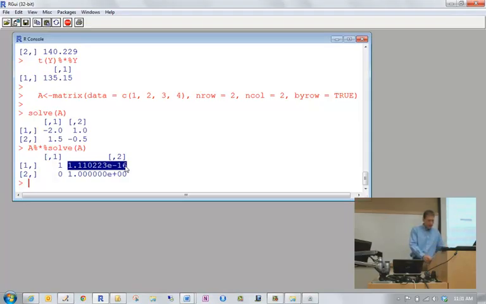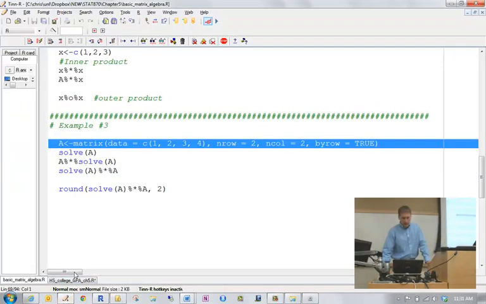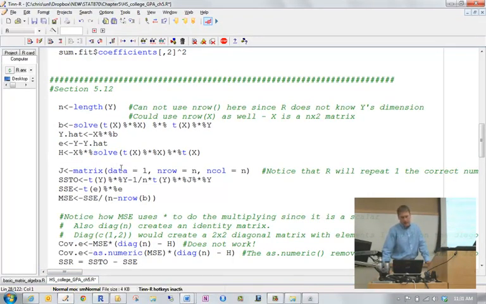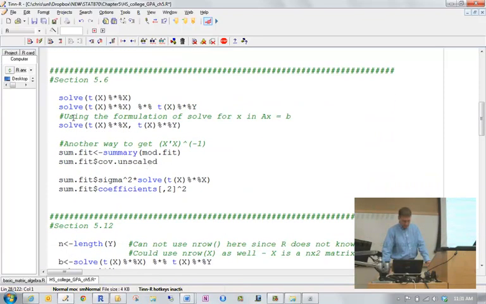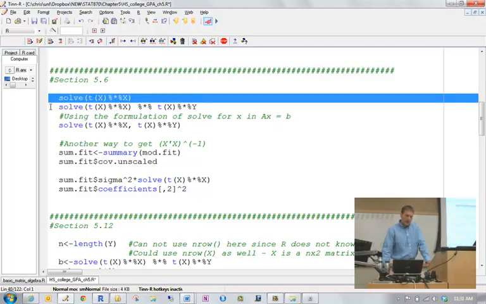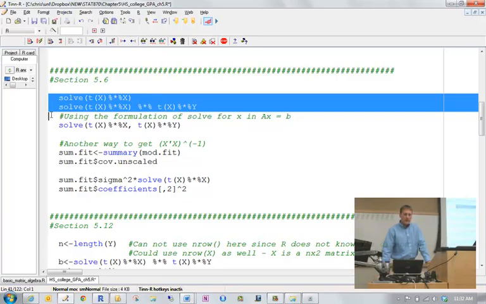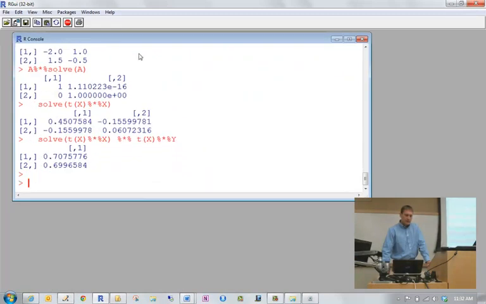Okay. Page 21, let's look at how this can be useful then in the context of the high school and college GPA problem. Here are 2 places where we will end up using the inverse. First of all, I want to take the inverse of X prime X, but also I want to take the inverse of X prime X and then multiply it by X prime Y. This is what I get.